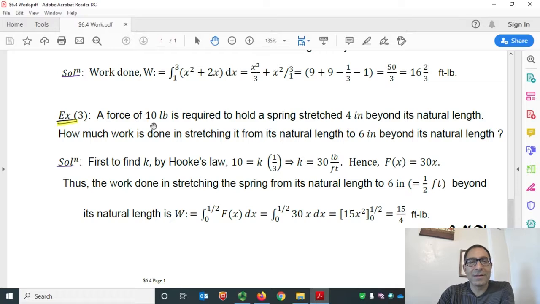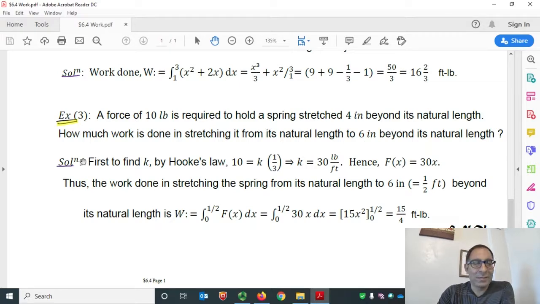First, let's find the spring constant using Hooke's law. Then F(x) equals k times x, and then we take the definite integral. Here our units are pounds and inches, so I need to convert inches to feet. I need to divide by 12. So 4 inches is the same as 4 over 12 feet, which is 1/3 foot. Similarly, convert 6 inches to feet, which is 1/2 foot.